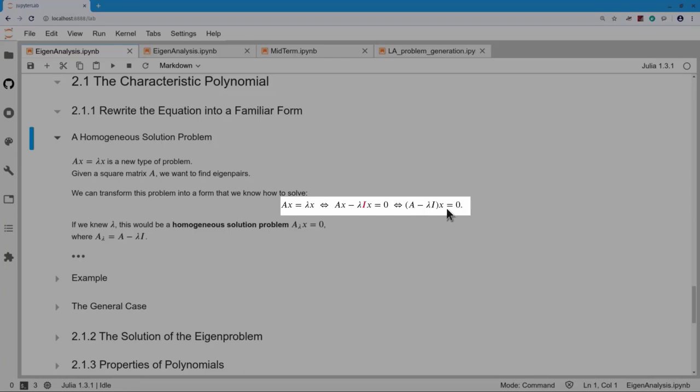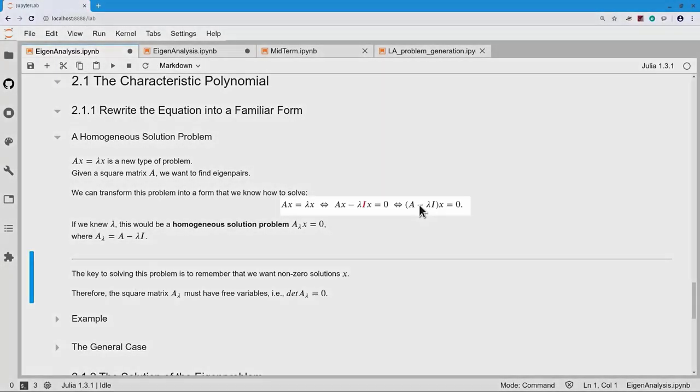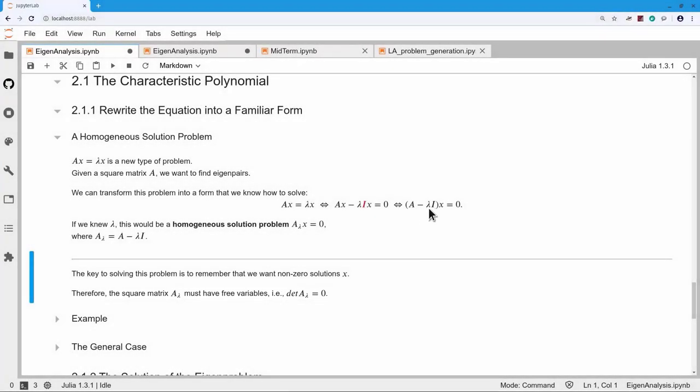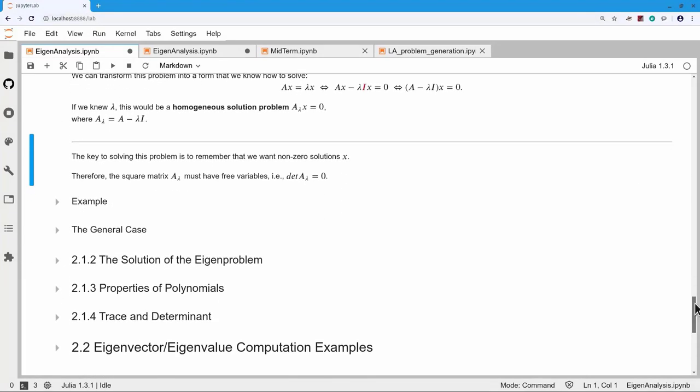In this form, what I see is I have a homogeneous solution problem. Namely, if I knew lambda, I could call this matrix A sub lambda, and I'd have that matrix times x equals 0, so I'm looking for homogeneous solutions. The key to solving this problem is to remember that what we want is non-zero solutions for x. In other words, my homogeneous problem here must have free variables. Otherwise, I would only find the solution x equals 0. My matrix is square, and therefore free variables means that the matrix is not invertible. So this matrix doesn't have an inverse. And we saw before that what that means is, among others, that the determinant of this matrix must be equal to 0. So in order to have free variables, I have to look at the determinant of the matrix A minus lambda I equal to 0 as one possible way of trying to get lambdas.